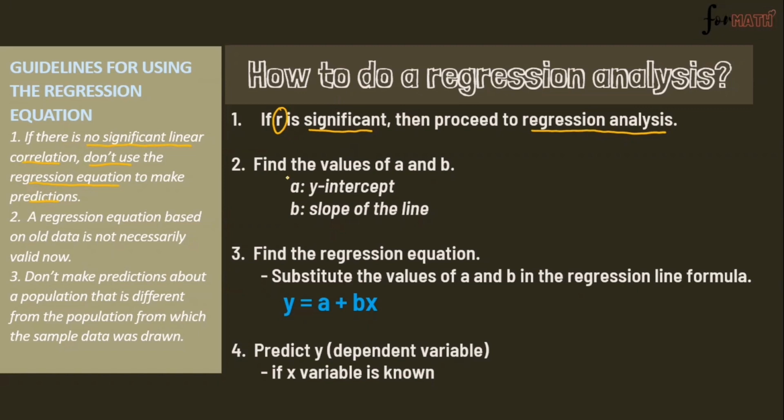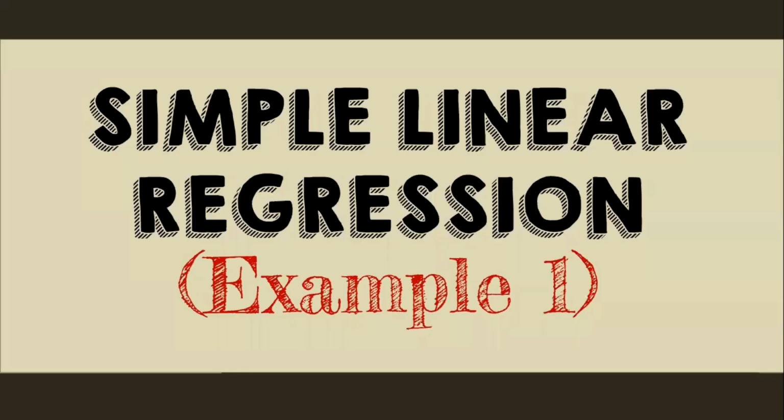Okay? Next, number 2, find the values of A and B. So, binigay na natin yung formula for A and B. Then number 3, find the regression equation. So all you have to do, substitute lang natin yung A and B dito sa ating regression line formula. Okay, papalitan lang natin yung A nung na-compute nating A and then yung B. Papalitan lang din natin. And then kung may pinapapredict tayo, so we can use this formula para makapag-predict tayo ng variable Y. Okay, provided dapat na yung X ay given. Okay, so let's have an example, number 1.